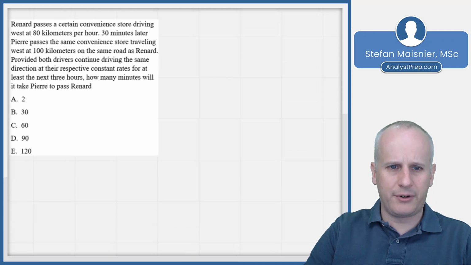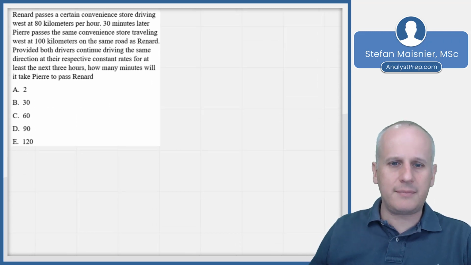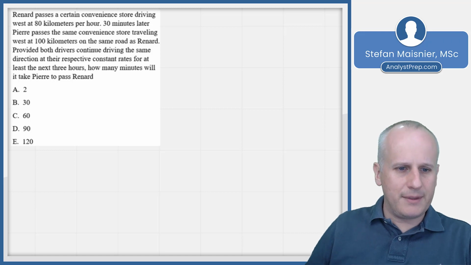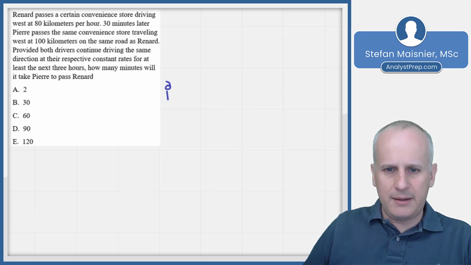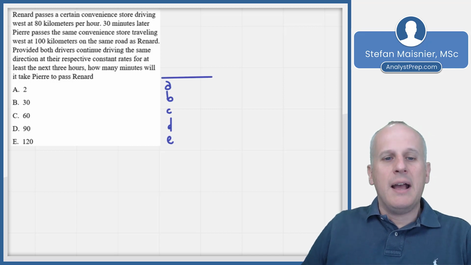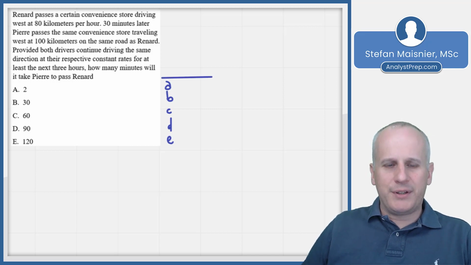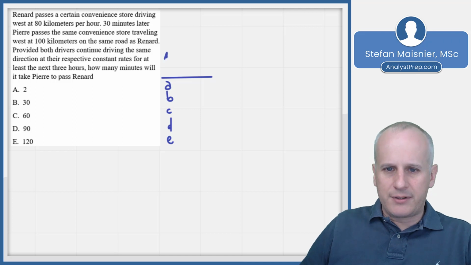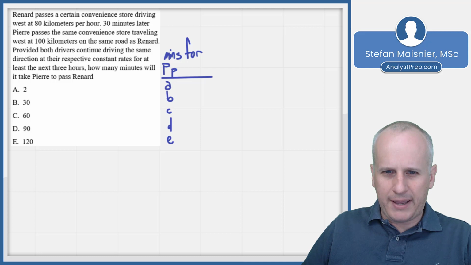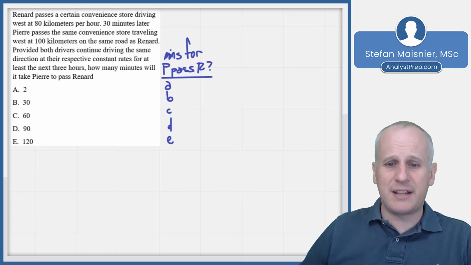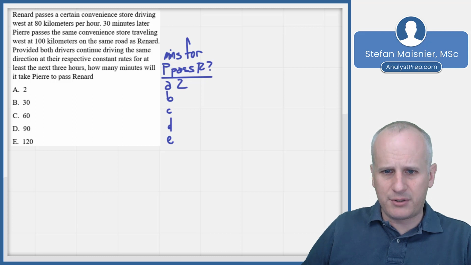Went a little too far there. So setting up the scratch work, we got A, B, C, D, E, put a little line over top. And we're being asked for how many minutes will it take Pierre to pass Renard. So the minutes for P pass R. And I'll know what that means for the next couple of minutes that matters. And I've got real numbers here. So I'll put 2, 30, 60, 90, and 120.